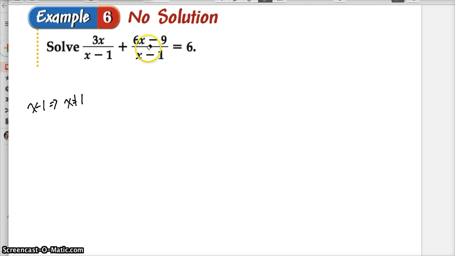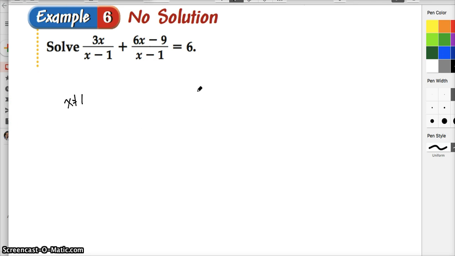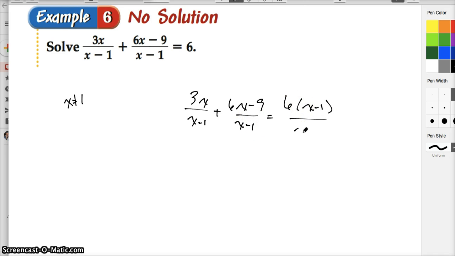So if I keep that little bit of information in mind, I'm going to be able to knock out this problem easily. So 3x over x minus 1 plus 6x minus 9 over x minus 1 is equal to 6 times x minus 1 over x minus 1. Now that I've talked about what x can't be, I can get rid of that. And so I got 3x plus 6x minus 9 is equal to 6x minus 6.